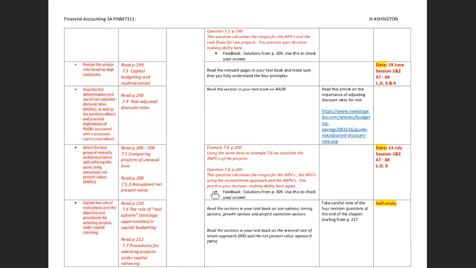So using both methods, equalizing the lives of the projects and then calculating NPV, and also calculating an annualized net present value amount, project 1 has actually beaten out project 2. So those are another 2 methods that we can use in advanced capital budgeting to really make sure that we are making the right decisions.